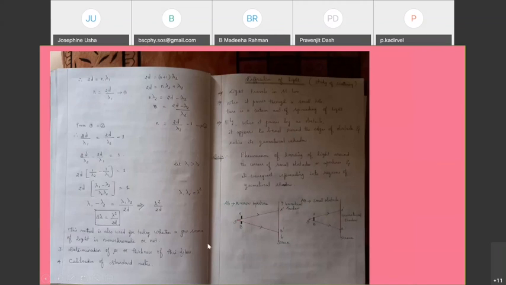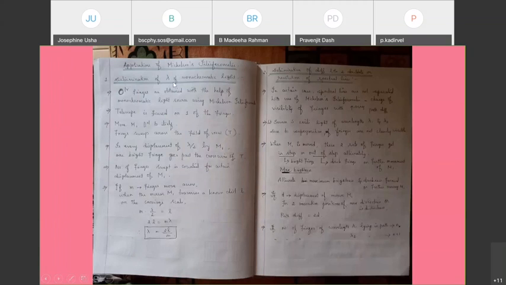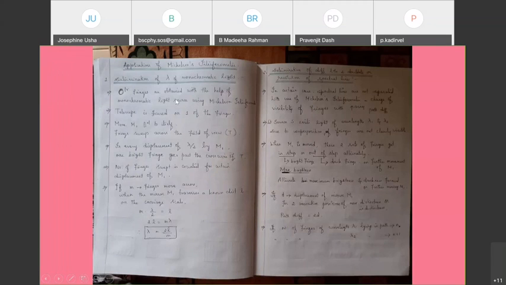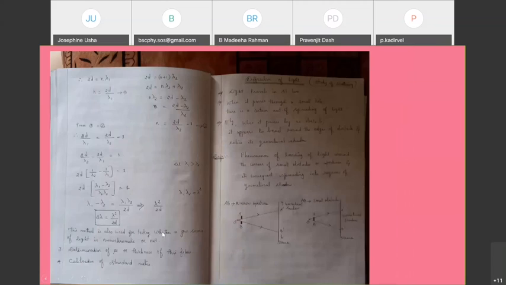This method can also be used to find whether the given source of light is monochromatic or not. So these are the main applications. First, to find the wavelength of a monochromatic light source. Another is the difference between the wavelengths of light. And the third is determination of refractive index or thickness of thin films. I'm not going to explain that. The next application is calibration of the standard meter. We are also using the Michelson interferometer for that.